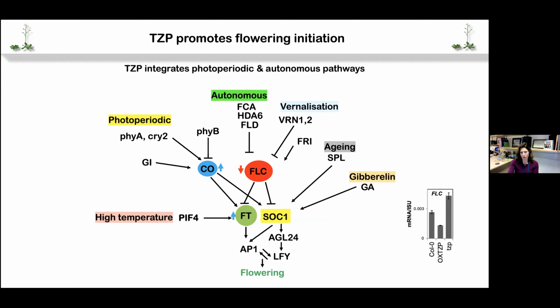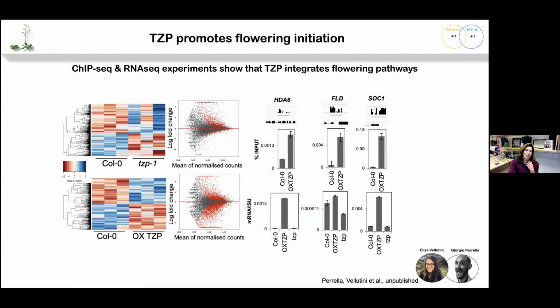Initially, we couldn't really explain this, but it was only when we started investigating how TZP potentially regulates flowering initiation, and we performed some ChIP-seq and RNA-seq analysis, that we could see that TZP can potentially integrate flowering pathways, as it can associate with and regulate the expression of HDA6, a histone deacetylase, and FLD, which have been shown to act as a complex in order to regulate FLC expression in Arabidopsis.